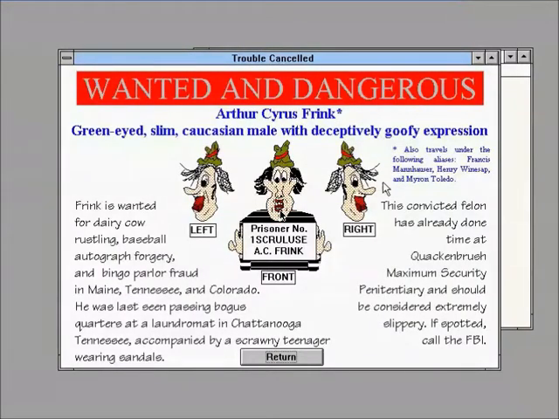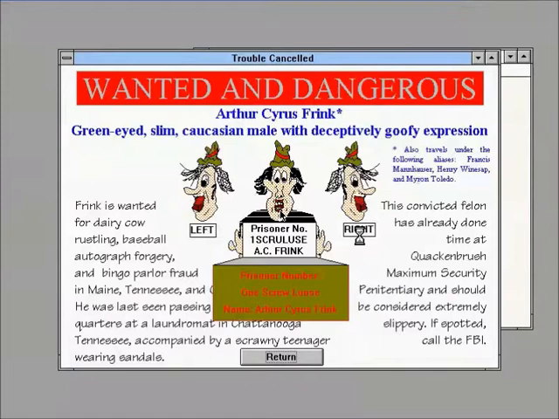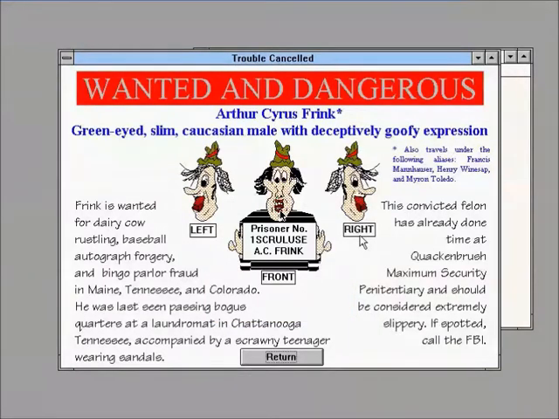What's in the dangers? Arthur Frink. Arthur Cyrus Frink. Also travels on the following lines is Francis Manhauser, Henry Winsap, and Myron Tobado. President number, one screw loose. Name. Okay. Frank's wanted for dairy cow rustling. Baseball autograph forgery. And bingo parlor fraud in Maine, Tennessee, and Colorado. He was last seen passing Burgess quarters at a laundromat in Chattanooga, Tennessee, accompanied by a scrawny teenager wearing sandals. This convicted felon has already done time at Quackenbush Maximum Security Penitentiary and should be considered extremely slippery if spotted. Call the FBI. Okay.